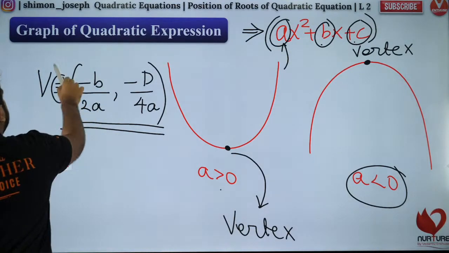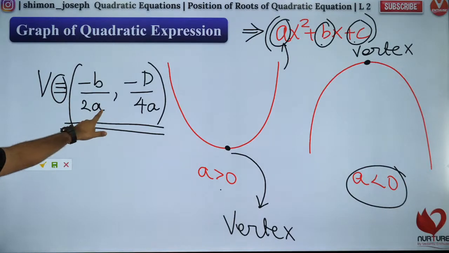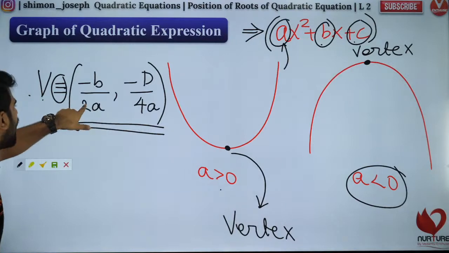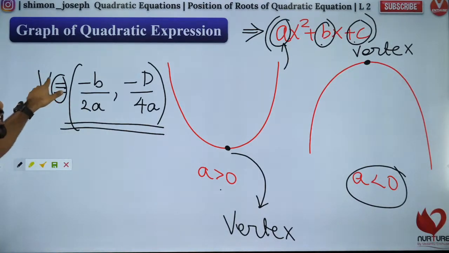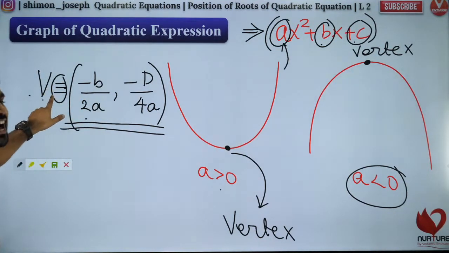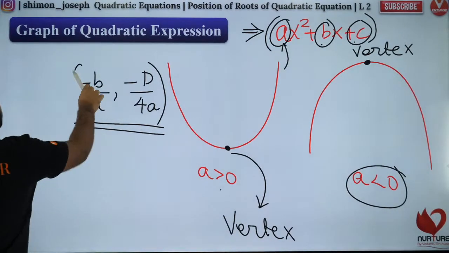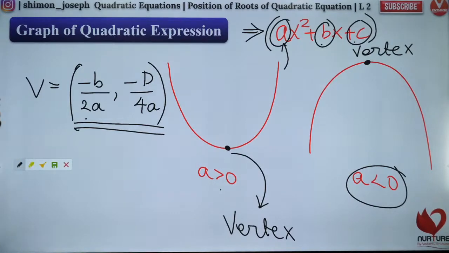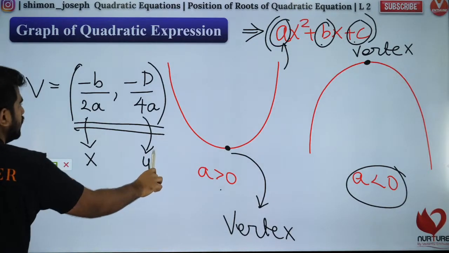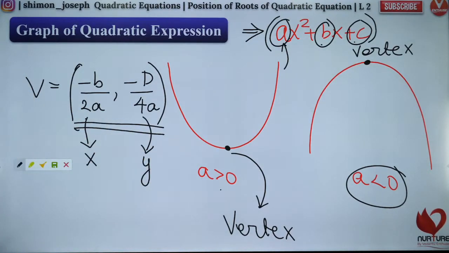The 3 dash means identical, because this is not an equation, right? These are coordinates. So the vertex coordinates are represented as identical to minus b by 2a, minus D by 4a. That is what this 3 dash represents. You can write equal to also if you want. If you're not comfortable with 3 dash, just write 2 dash. Got it? So this is the x coordinate of the vertex, and this is the y coordinate of the vertex. With these two pieces of information, anybody can draw the graph.